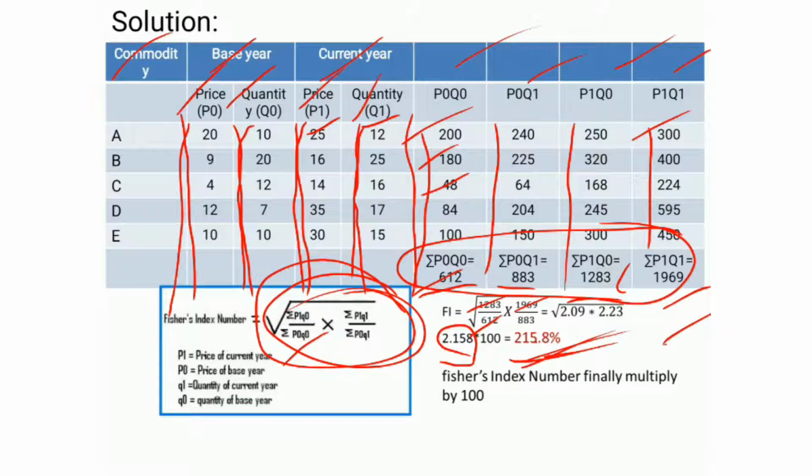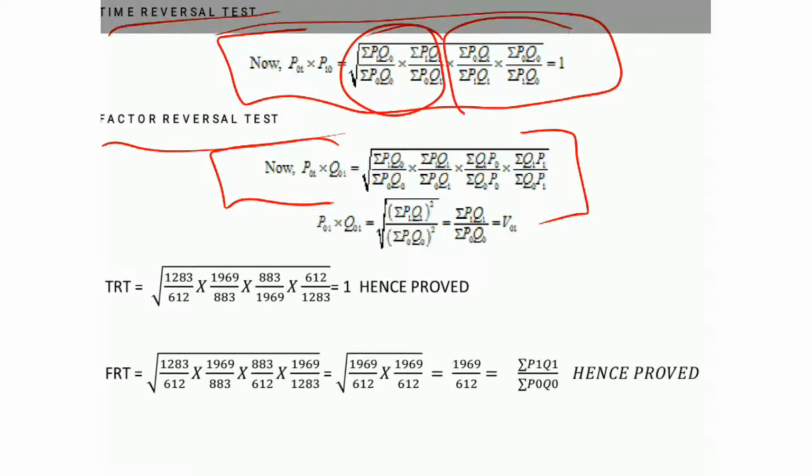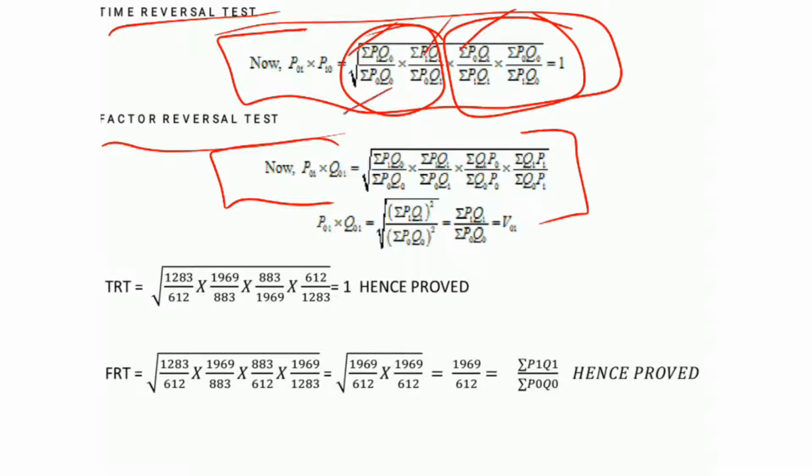So Fisher's index formula, you have to remember: square root of summation P1 Q0 over summation P0 Q0, multiplied with summation P1 Q1 over summation P0 Q1. The second part is, wherever 1 is there, change it to 0. For example, the first one is summation P1 Q0. If you check here, the first value is summation P0 Q1. So 1 is changed to 0, and 0 is changed to 1. Similarly, it is done for this value, this and this. So you can remember the formula with this logic.